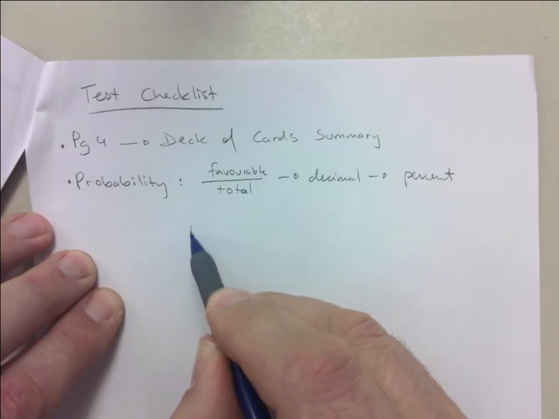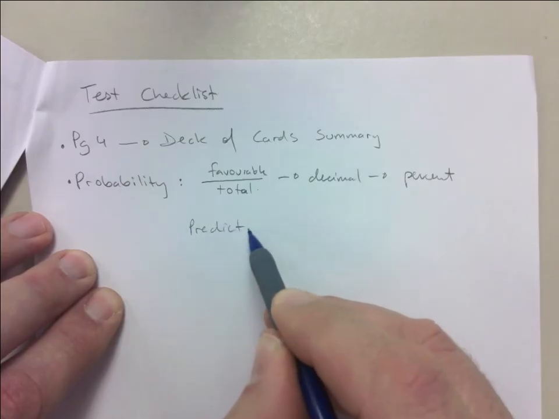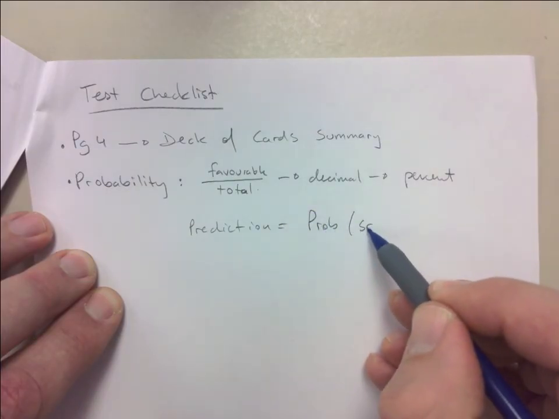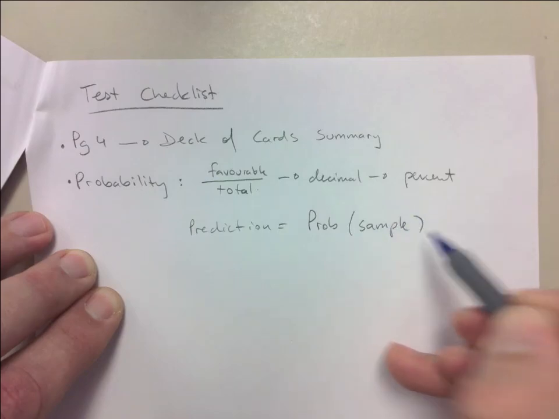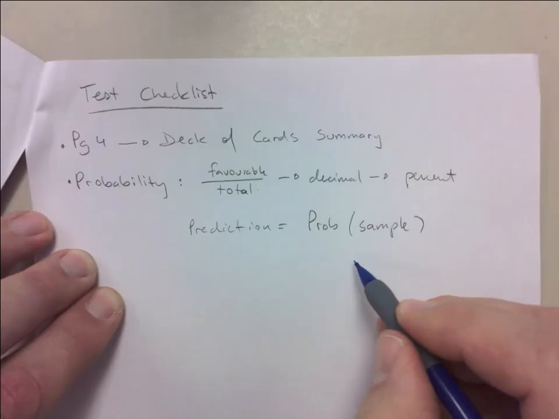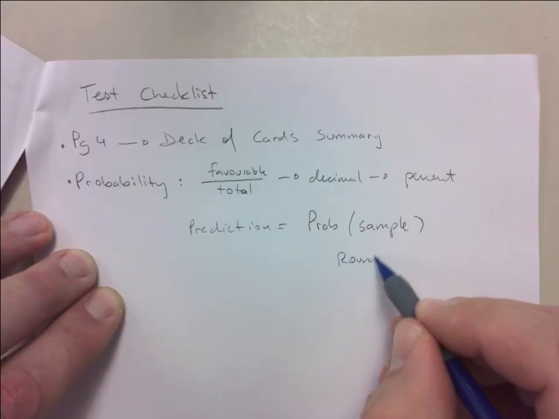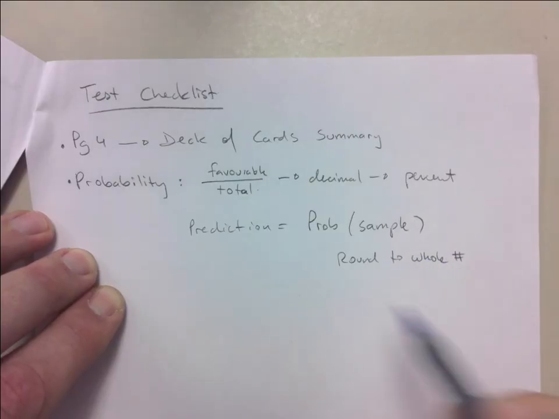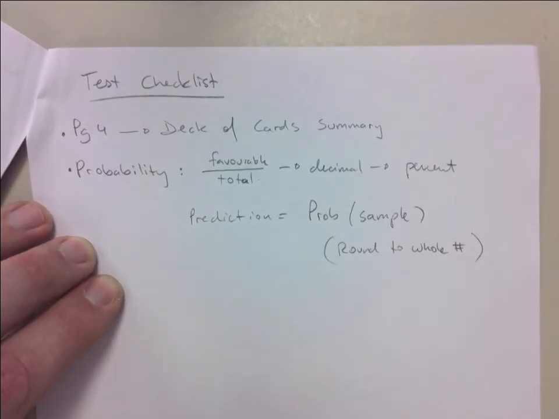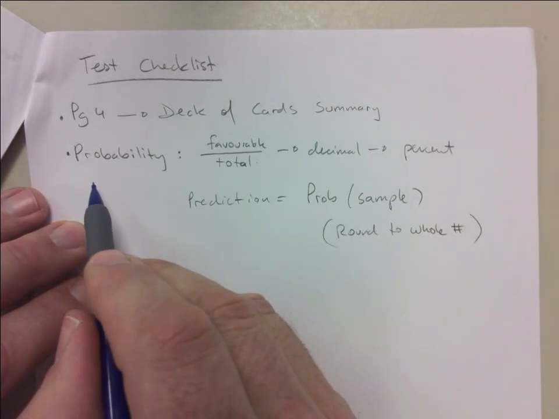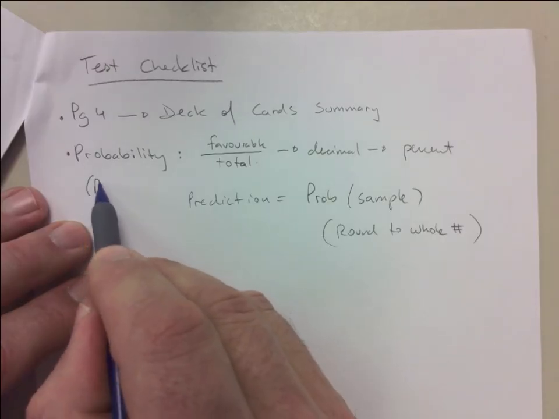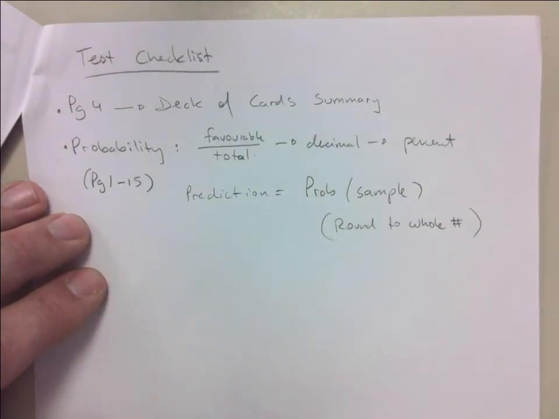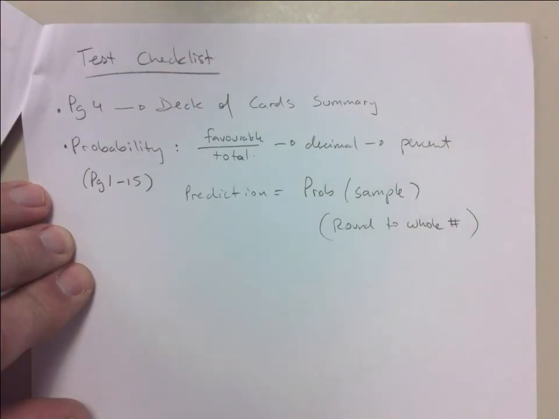Know how to predict: probability times the larger sample, rounded to a whole number if you have to. I'll tell you the page numbers that you can try here. Pages 1 to 15 have everything to do with probability, and we just stick to probability for those pages.